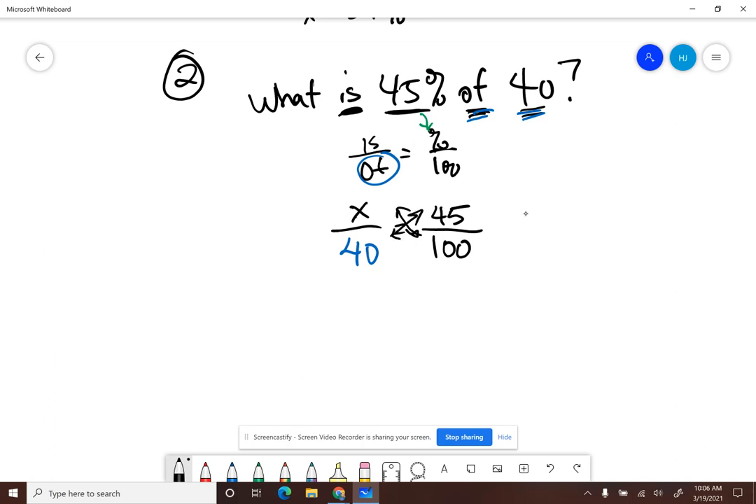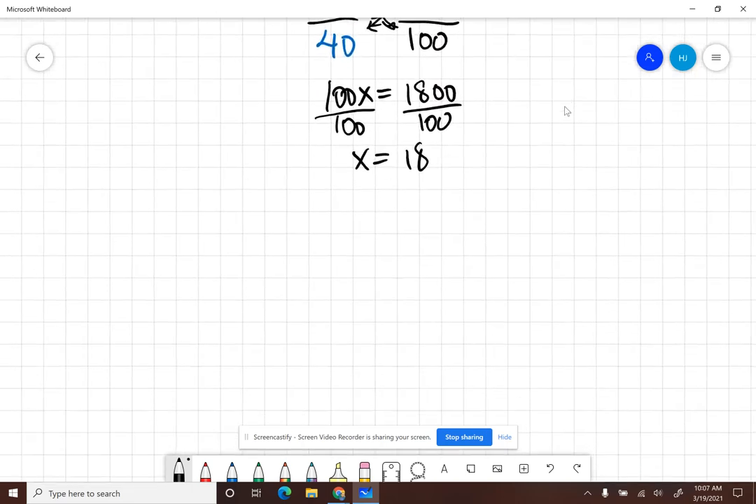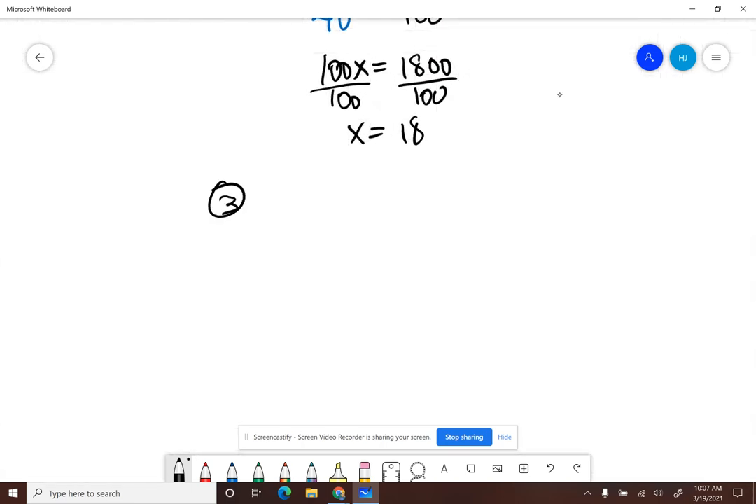and then divide. So X times 100 is 100X, and that is equal to 40 times 45, which I believe is 1,800. And again, we could use our calculator to do that. I can't do that in my head either. I'd have to get a calculator. Okay. Then in order to get X by itself, I'm going to need to divide by 100, which means that X has to equal 18. So what is 45% of 40? 18.